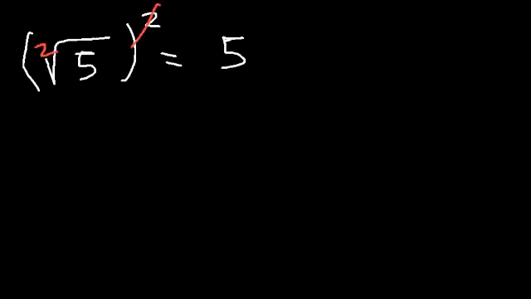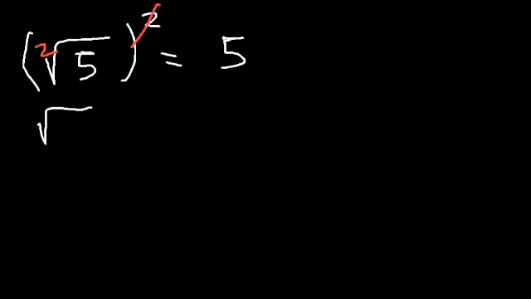So now let's say if you have a square root, the square root of 5, and you wish to square it. What is this equal to? The square root of 5 squared is 5. The square and the radical cancel because the index number is a 2.